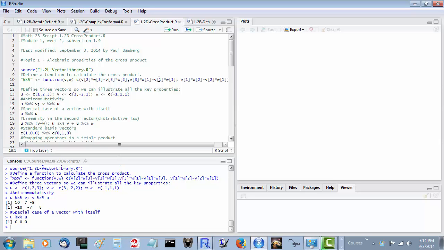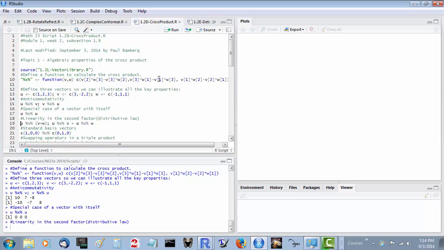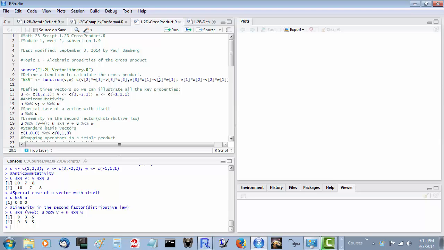Like the dot product, the cross product is linear in either factor, or, if you prefer, it obeys a distributive law. So, for example, if I take the cross product of u with v plus w, or alternatively, add together the cross product u cross v and u cross w, I get the same answer in either case.